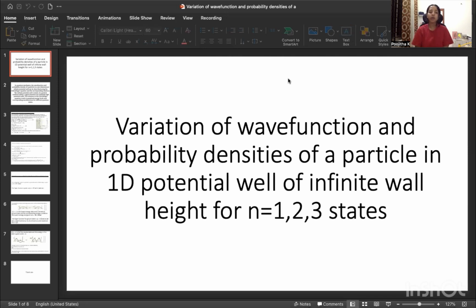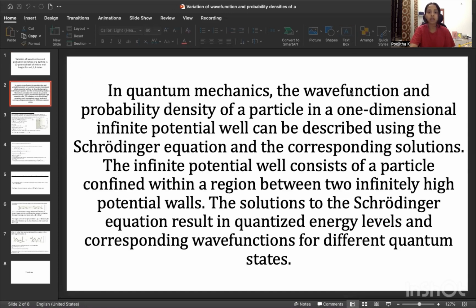Today we're going to learn about variation of wave function and probability densities of a particle in a 1D potential well of infinite wall height when n is equal to 1, 2, and 3. In quantum mechanics, the wave function and probability density of a particle in a one-dimensional infinite potential well can be described using the Schrödinger's equation and the corresponding solution.